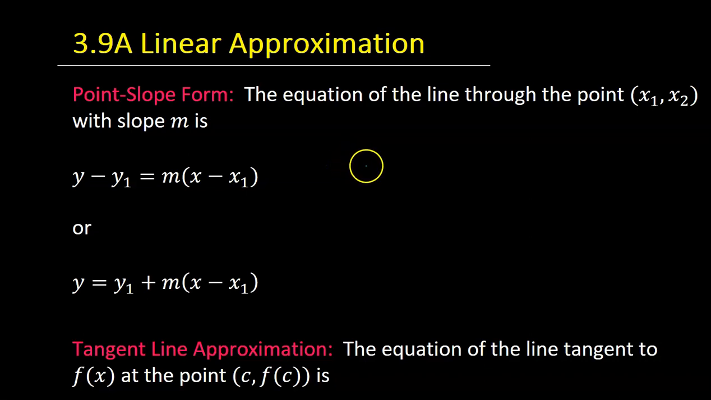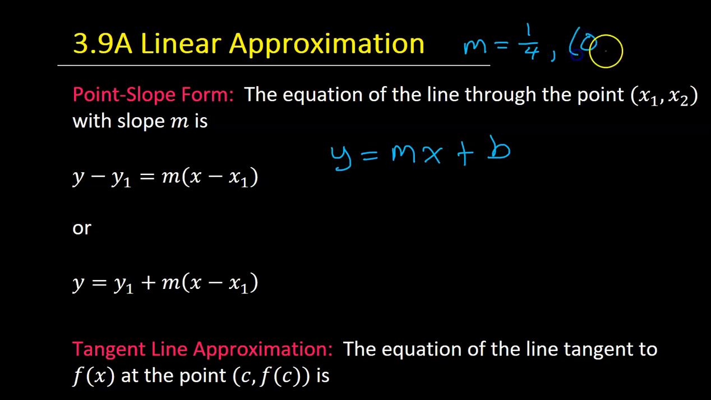Now, back in middle school, the first thing you probably learned was y equals mx plus b. This was slope-intercept form, because in order to write an equation, all you needed was a slope, like let's say the slope is 1/4, and the y-intercept, let's say (0, 3). If you had that information, you could write an equation like y equals 1/4 x plus 3. Boom. And that got us pretty far.